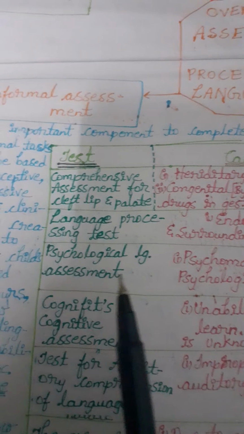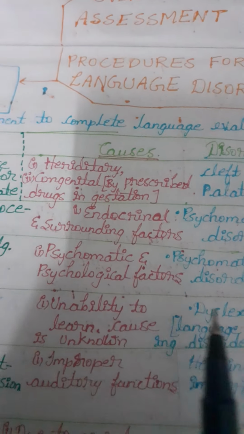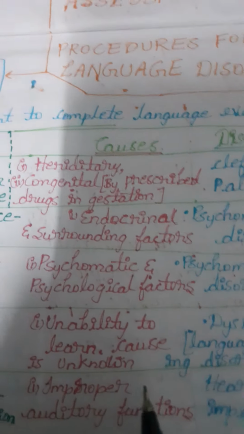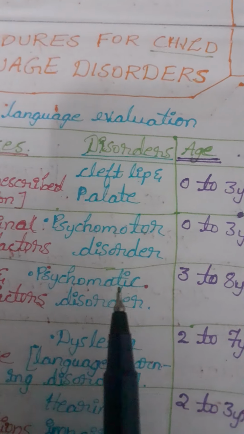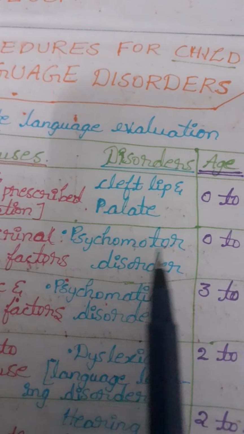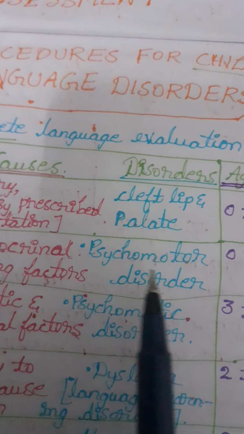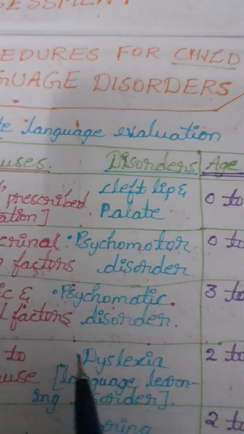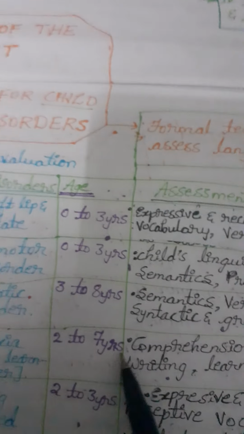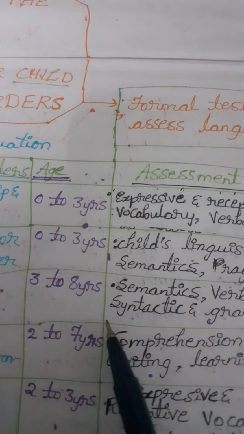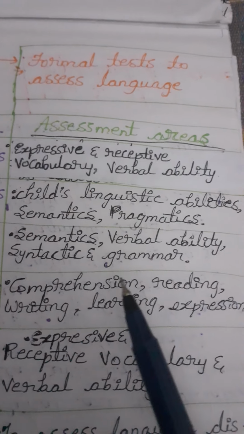Next test is psychological language assessment. Causes can be psychosomatic and psychological factors, so wholly dependent on the mental health and mental performance of a child. Disorder is called psychosomatic disorder. This is unlike the psychomotor disorder, which is due to endocrinal and surrounding factors. Psychosomatic disorder is wholly due to psychological factors. Ages affected can be 3 to 8 years. Assessment areas are semantics, verbal ability, syntactics, and grammar.